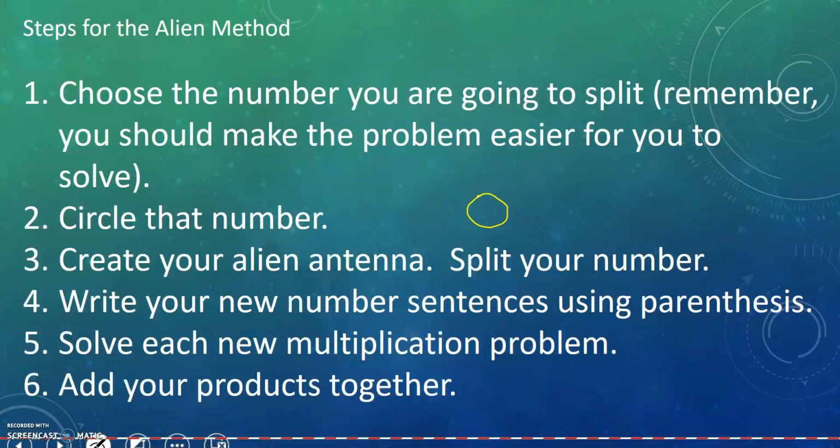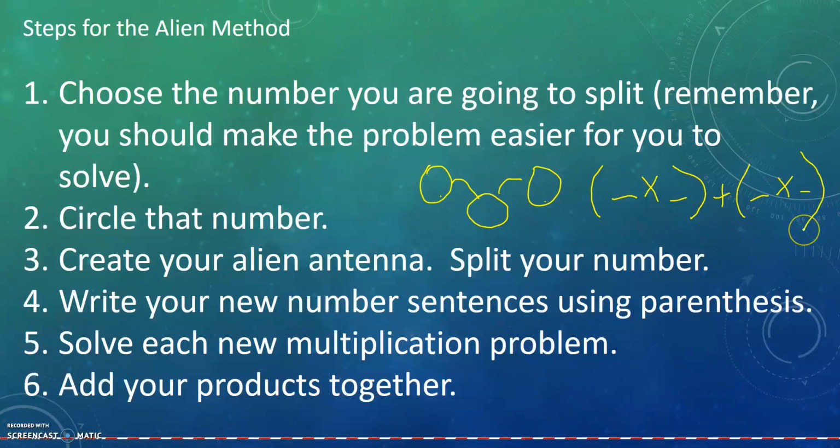Create your alien antenna. Then you're going to split your number into those two circles. Write your new number sentence using the parentheses. It's always going to be blank times blank plus blank times blank. Solve each of these multiplication problems, and then add together to get your answer.